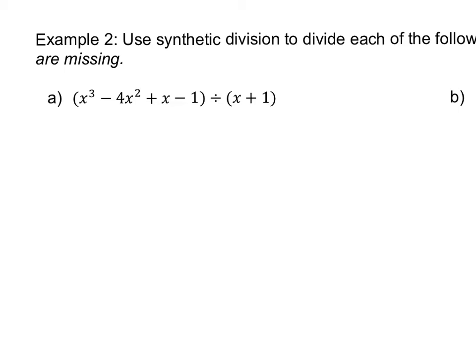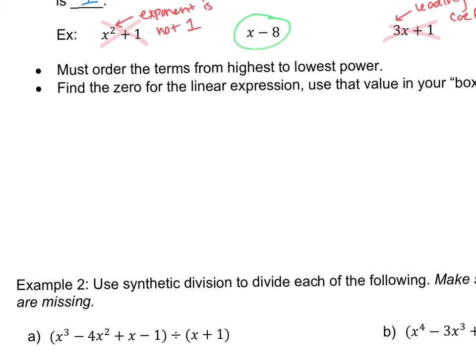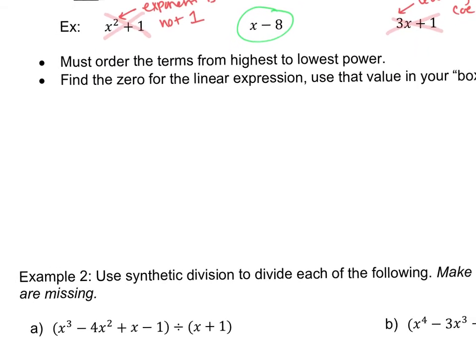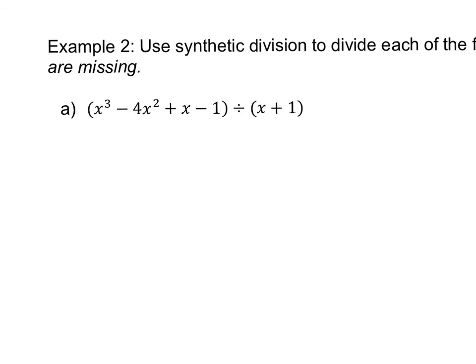So let's get started here. First thing you need to check is that you list the highest power to the lowest power. In this case, they actually did that for us already. It's x to the third, x squared, x to the first, and then the constant. The next thing we need to do is find the 0 of the linear expression. Let's remind ourselves what that means. When they're talking about the linear expression, they're talking about this one because it's the only one with x to the first power.